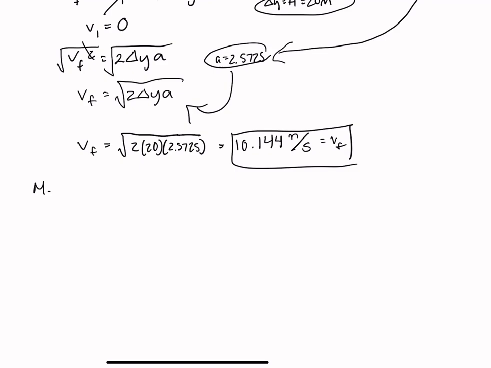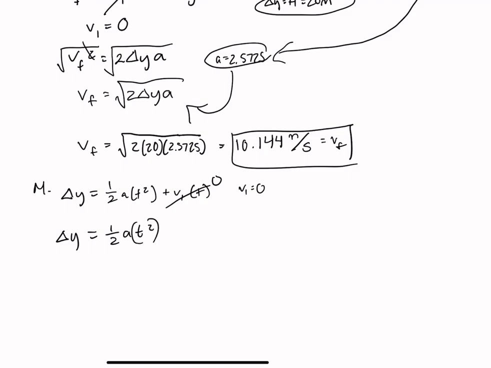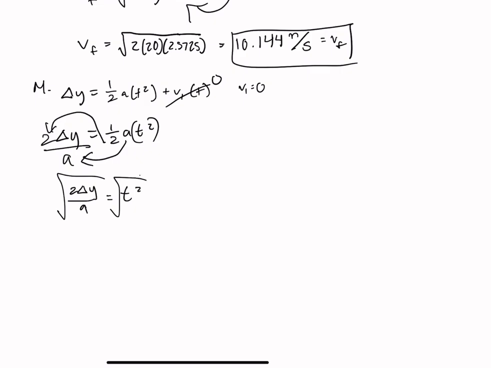So since we're trying to solve for t, we want a formula that involves t in it. So I'm going to use the displacement formula, since we have t variables that we can isolate. So we know that vi is equal to 0. So this whole term would be canceled out. And we're trying to solve for t. So we can divide displacement by a and multiply it by 2. And then we just square root both sides to cancel this out.